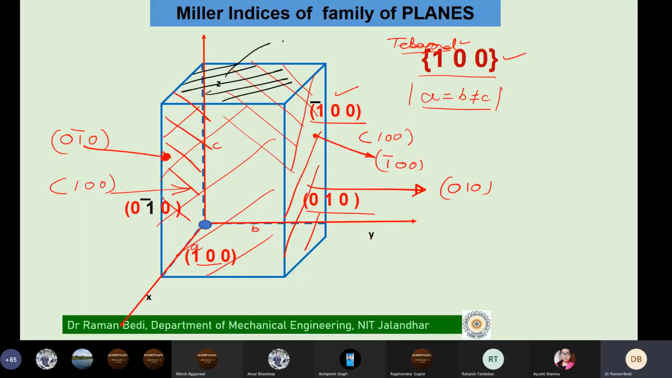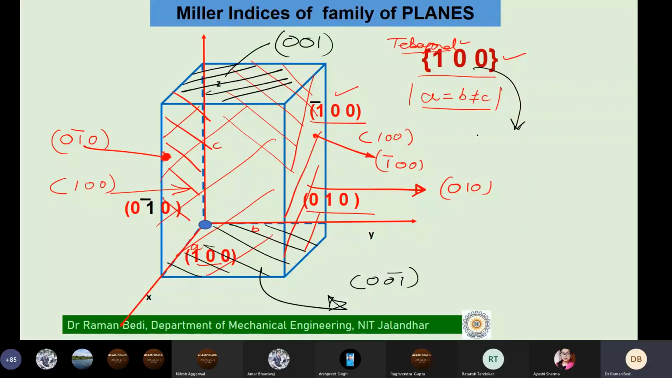What will be the index of this? It will be indexed as 001. And the bottom face will be indexed as 00 bar 1. So the family of planes which belong to 100 in this particular tetragonal system are actually 100, 1 bar 00, then we have 010 and 01 bar 0.